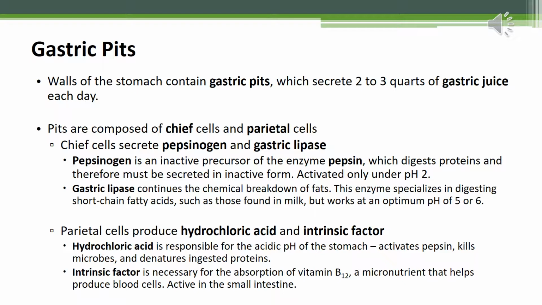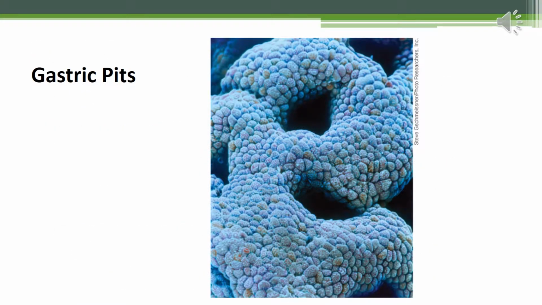And then intrinsic factor is necessary for the absorption of vitamin B12, which is a micronutrient which aids in producing blood cells. Intrinsic factor is only active in the small intestine. Here's a picture of the gastric pits within the stomach.